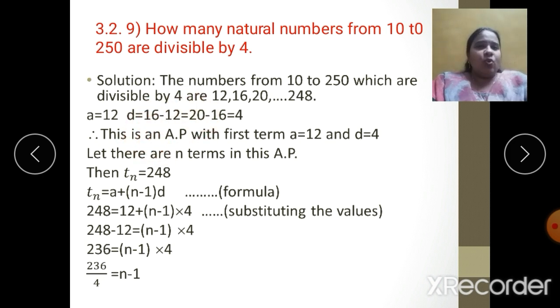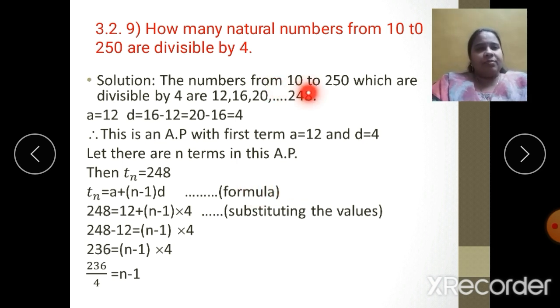Why? Because nowhere it is specified that it is an AP. You are finding that it is in order and the difference is constant. So this statement has to be written, only then you can use this formula. So this is an AP with first term 12 and d is equal to 4. Correct? What do I want? I want how many natural numbers? I want the value of n. So which is this term?